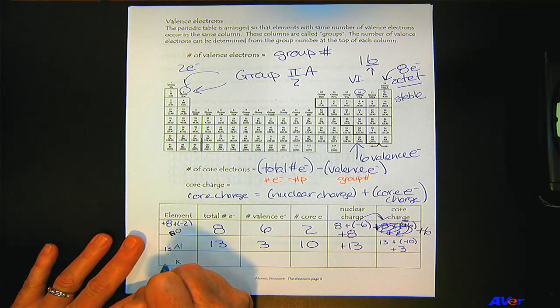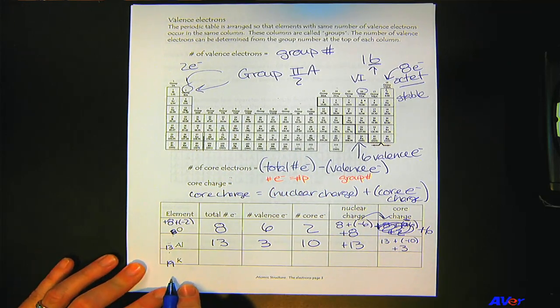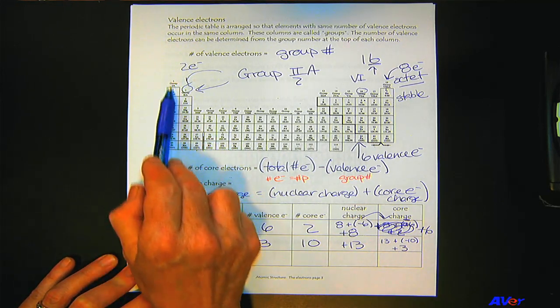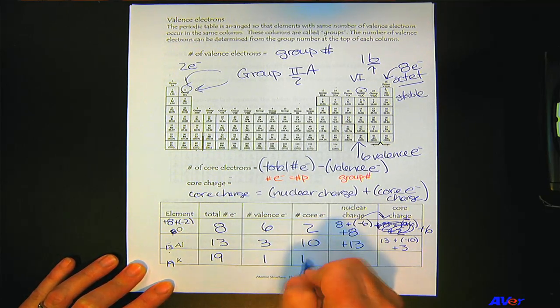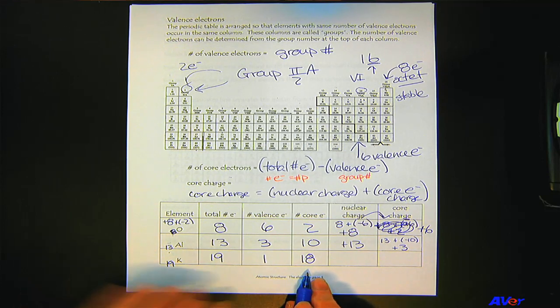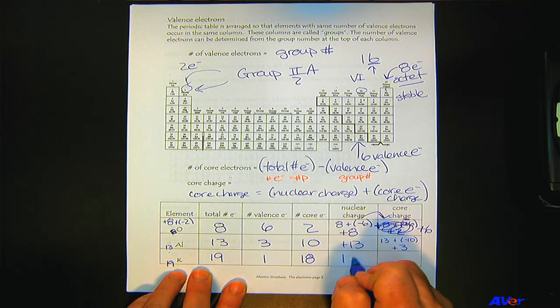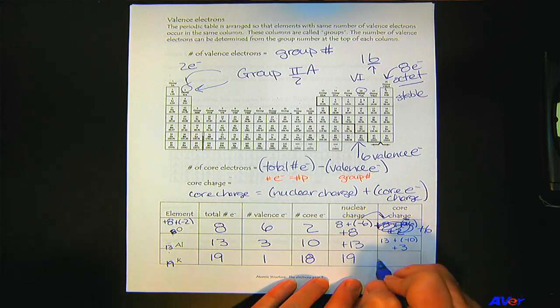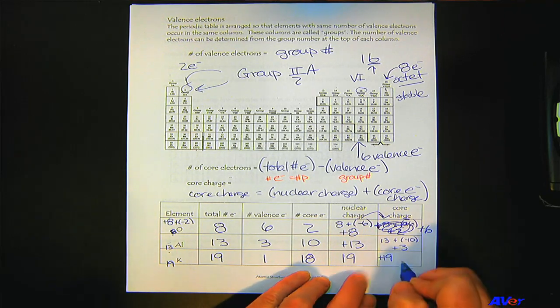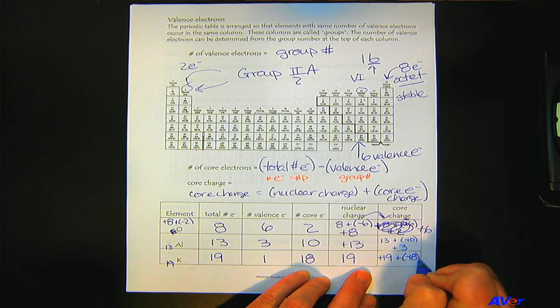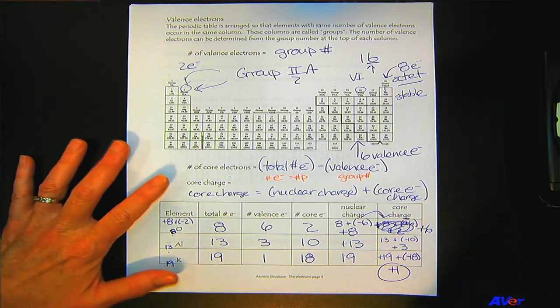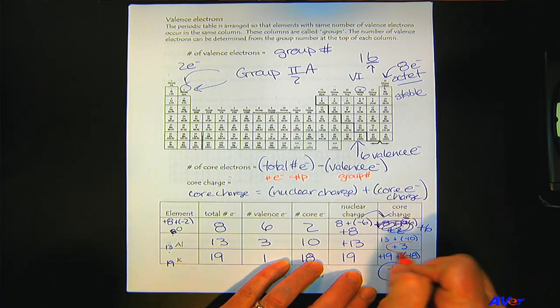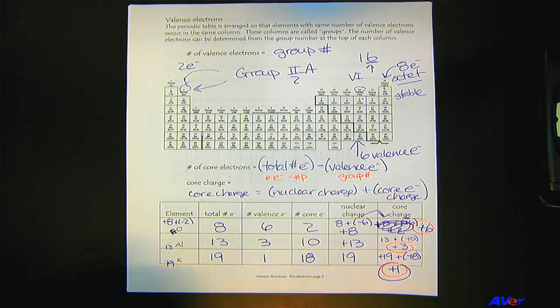Okay, and then potassium, 19 protons, so 19 electrons. Potassium, we look right here, group 1, only 1 valence electron. That means all the other electrons are core. The nuclear charge is 19. So the core charge, we have 19 protons, and we have 18 core electrons, which gives us a plus 1. So maybe I'll circle those in red so that we can distinguish them. There we go. So there's all of our core charges.